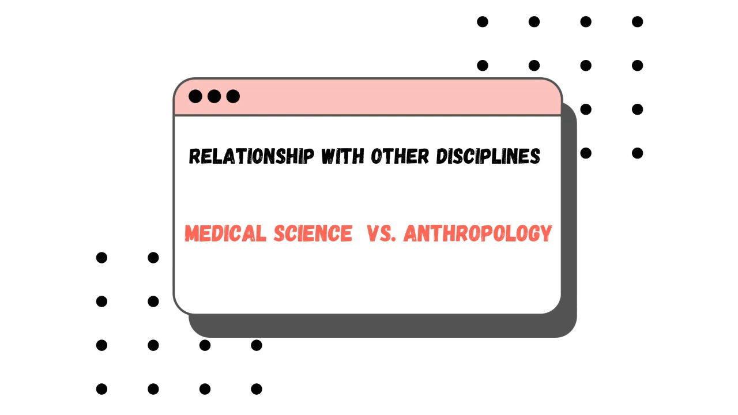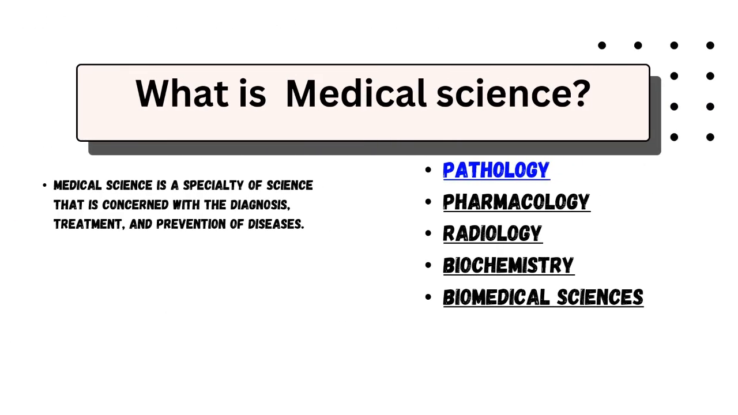Now let's discuss the relationship with the medical sciences. First, what is medical science? It is a study that is concerned with diagnosis, treatment, and prevention of diseases. Various disciplines include pathology, pharmacology, radiology, biochemistry, and biomedical sciences.